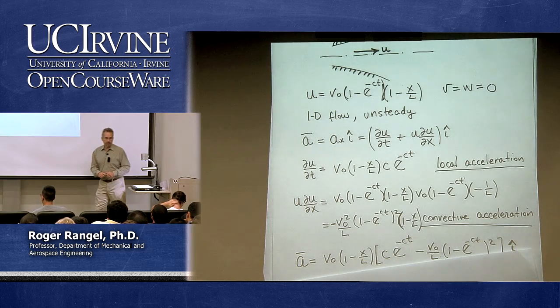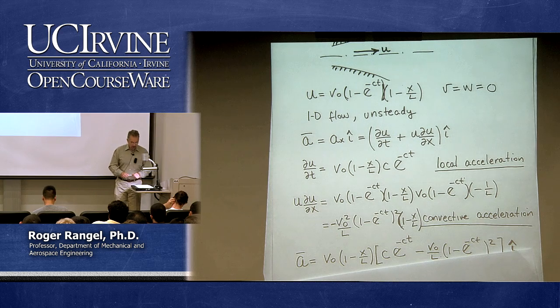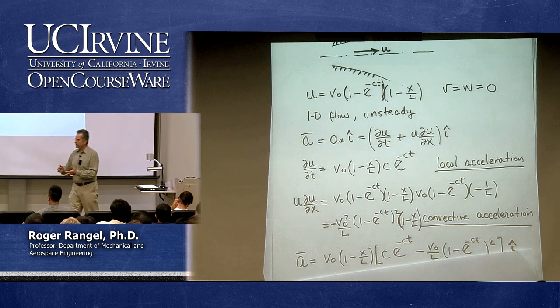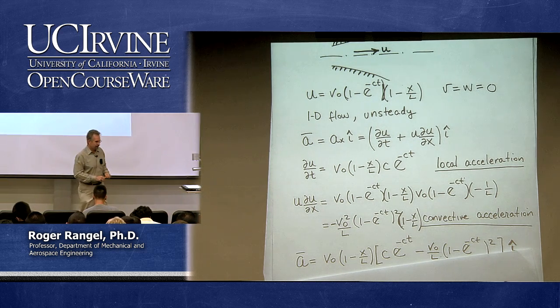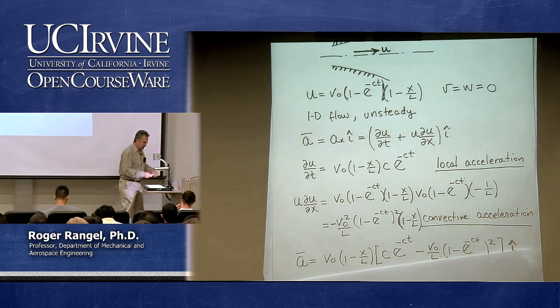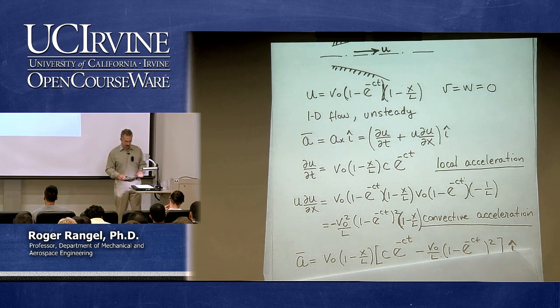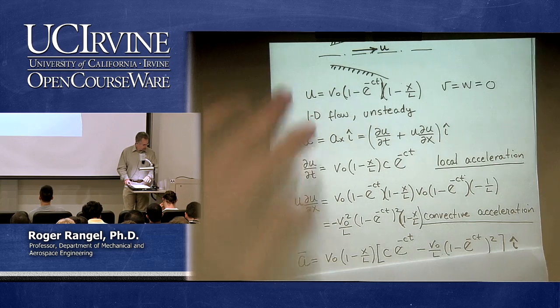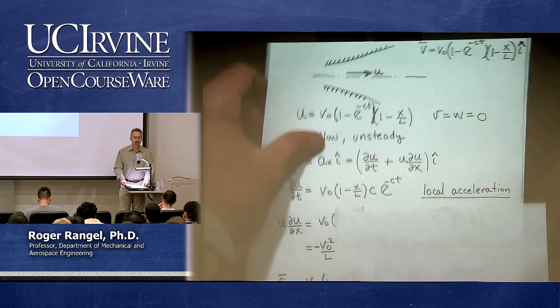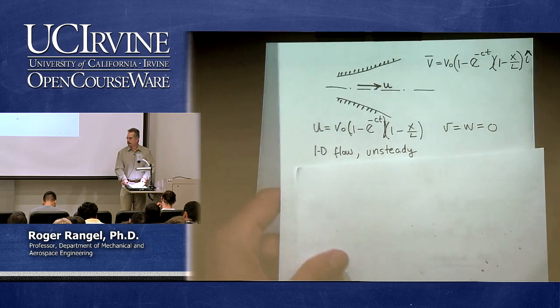That's a very simple example of how to calculate the acceleration if you have the velocity field. And of course, it's very simple because most of the acceleration terms were 0. Any questions about this example or the acceleration?